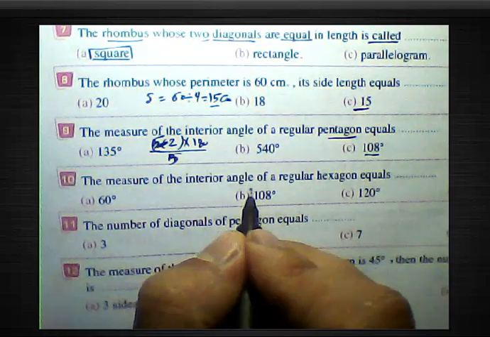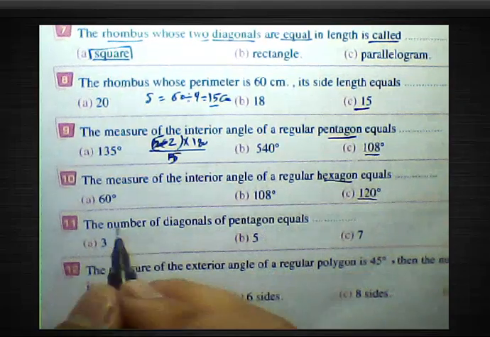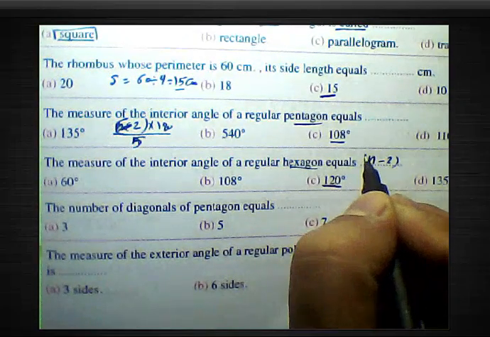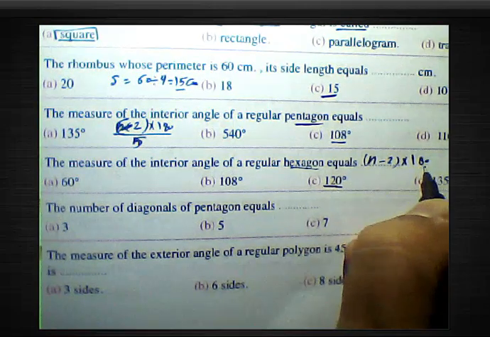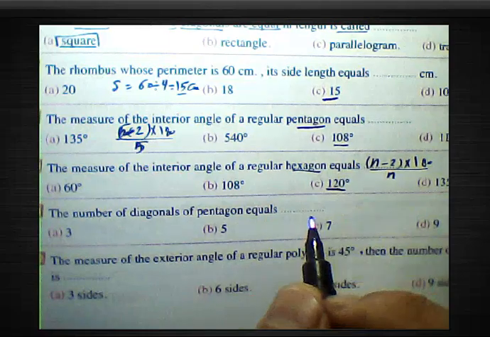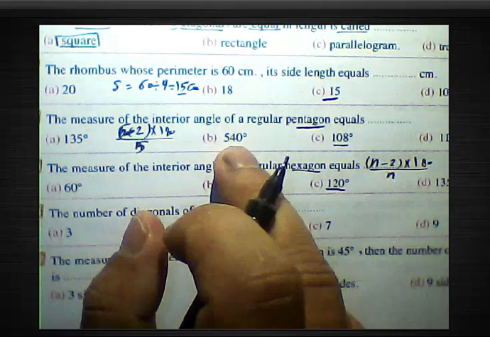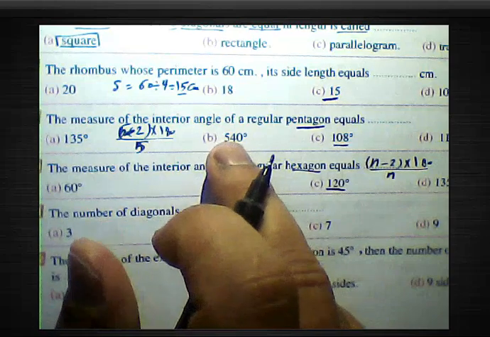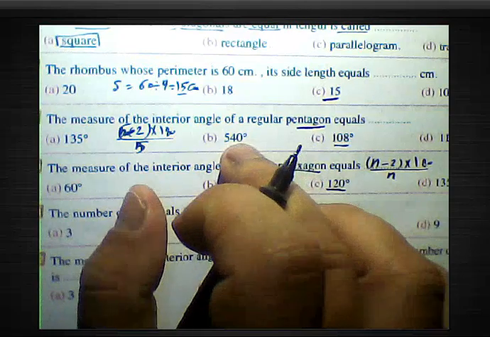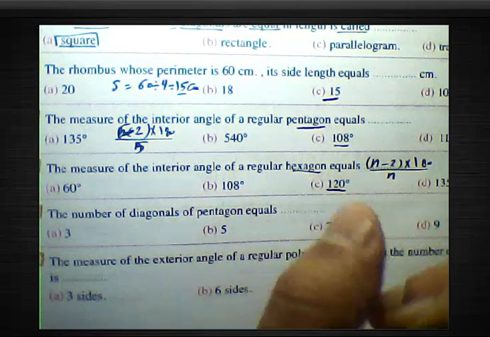The measure of the interior angle of a regular hexagon equals 120. We can use this rule again: (n minus 2) times 180 divided by n. But the total for a hexagon will be 720, and the total of the interior angles of a pentagon will be 540. If you are asked about the sum of interior angles only, it will be 540 for the pentagon and 720 for the hexagon.